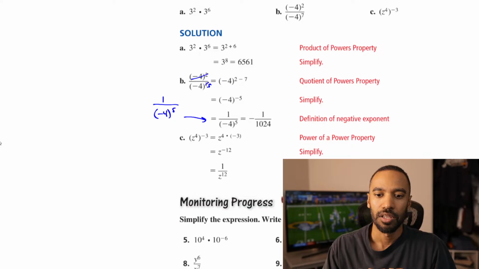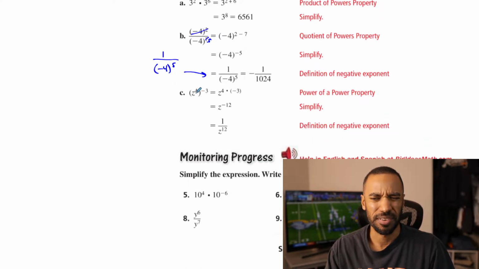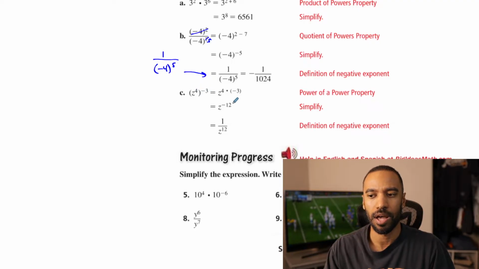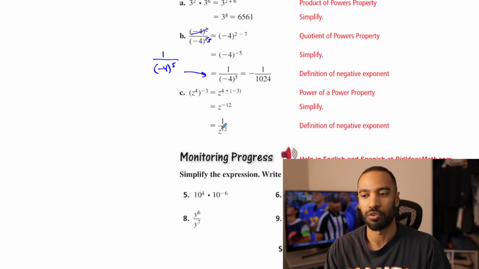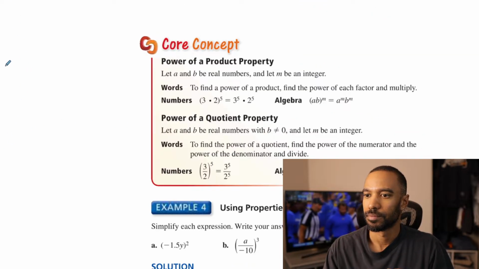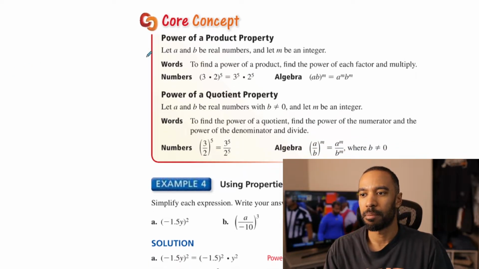Last one, the power of a power. Sometimes I think I say power to a power. Z to the fourth to the negative third. Multiply those to get negative 12. Get a positive exponent out. It's 1 over z to the 12th. There. Okay. And then power of a product.